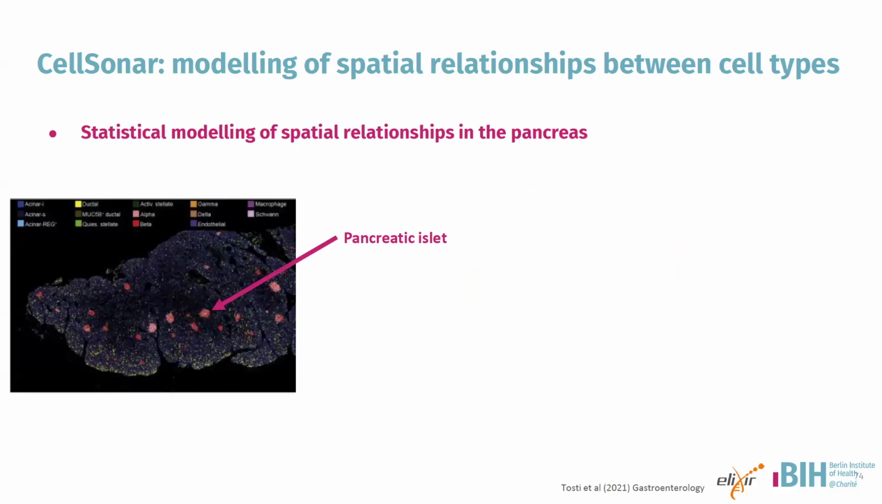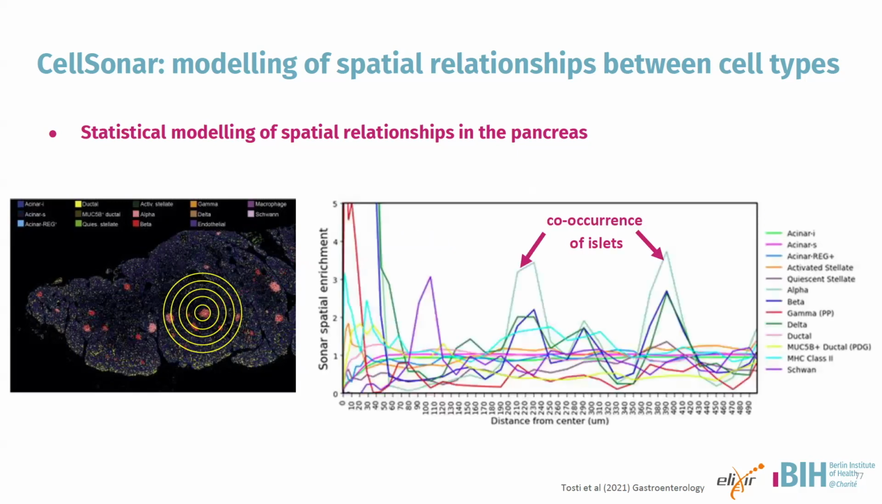We're also in the process of releasing an algorithm called cell sonar. What this does is, for an individual cell type, it tries to identify spatial relationships with other cell types. But it does it at a pixel level. So it finds a pixel and it will say, okay, this is an alpha cell pixel. Then it will perform some sort of sonar scan. So it will see, okay, what do I see 1 micron away, 5 microns away, 10 microns away? And from this, you can build up a curve.